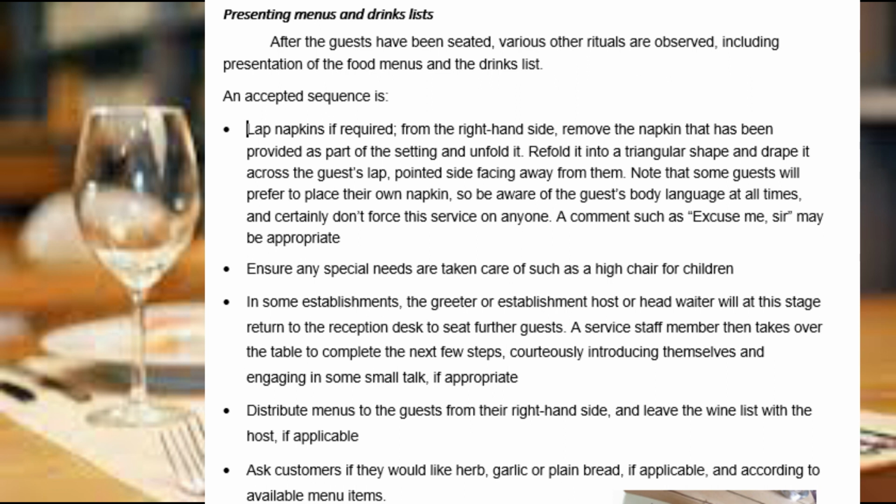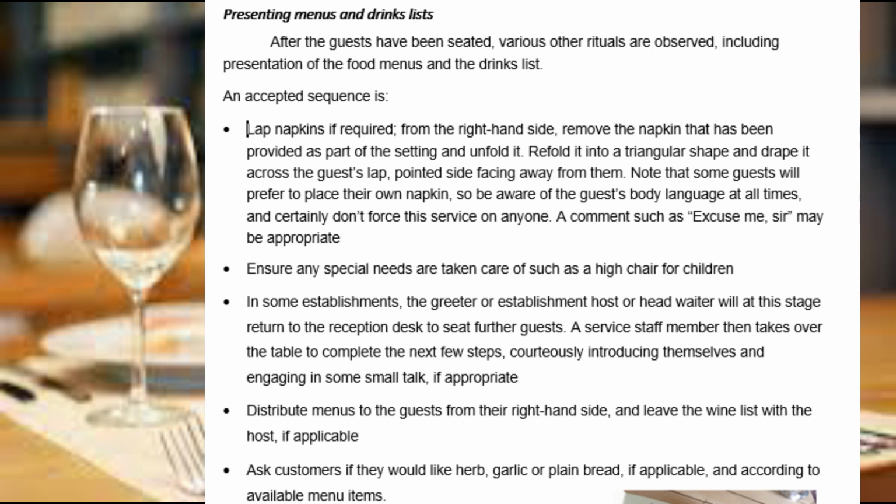Presenting menus and drink list. After the guest has been seated, various other rituals are observed, including presentation of the food menus and the drink list. An accepted sequence is lap napkins, if required.